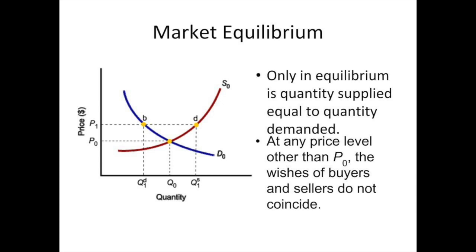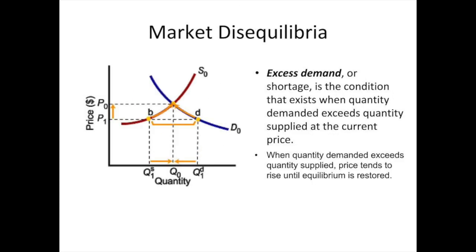Guys, market equilibrium is a unicorn in the economics world. You hear about it, it looks lovely, but you don't actually ever see it. The market normally functions in disequilibrium. Disequilibrium is the market's constant attempt to reach equilibrium.